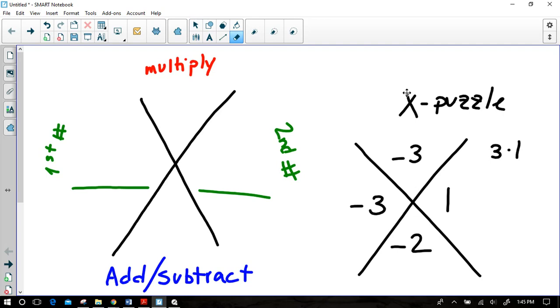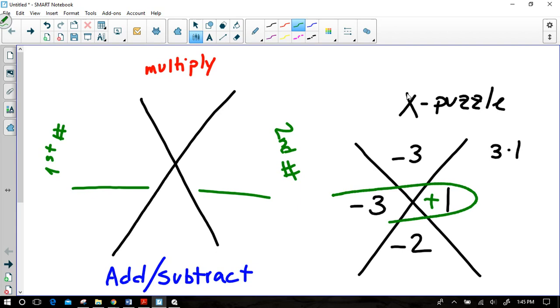I think we've hit all the different kinds. So this is the X puzzle. That's what I call it. Some people call it the X factor because in a minute we're going to learn how to use this to help us factor. But your answer will involve 2 numbers and they both have to have a sign. So if it's positive, you want to put the positive sign. If it's negative, you want to put the negative sign.